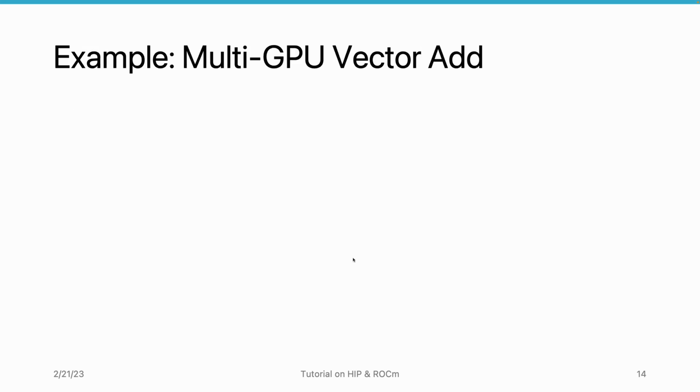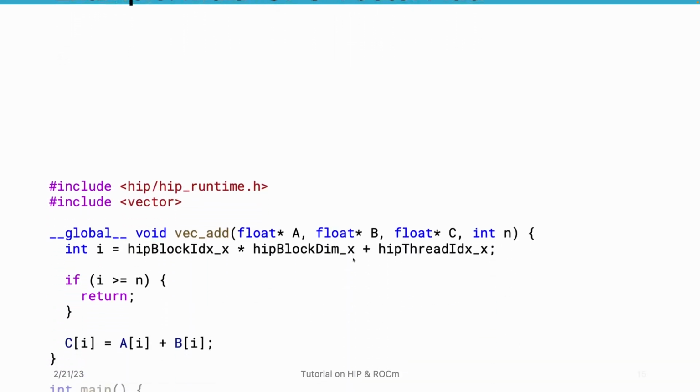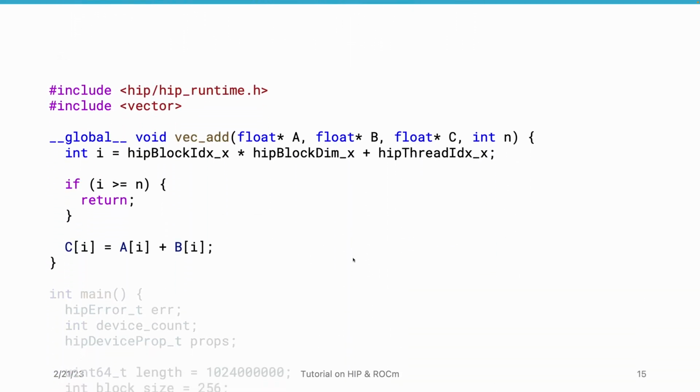So let's see one example directly. In the previous sections, we have seen this vector add program again and again, because it's very simple. Here, we'll continue to use this vector add example to demonstrate how to use multiple GPUs to process this vector add workload. At the beginning, we include some necessary header files, and we define this kernel. This kernel is nothing special. You should be already very familiar with this example.